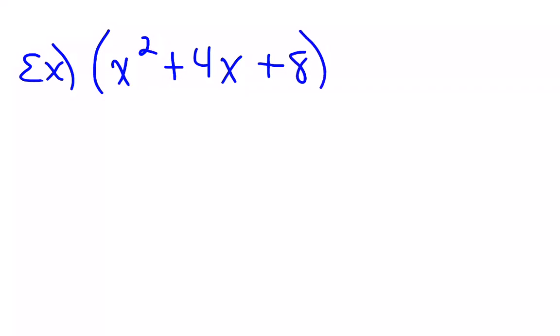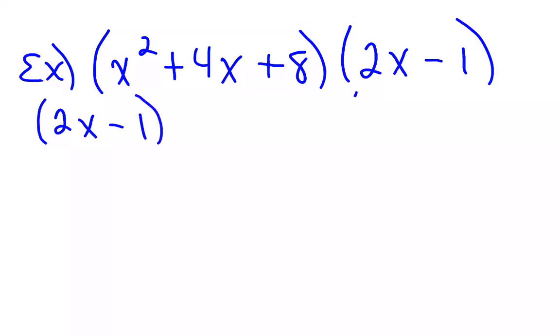Next example. x squared plus 4x plus 8 times 2x minus 1. So there's no fancy way of keeping track of this one, but we do want to just do a distributive property of both. So I'm going to write them the opposite way just so you can see it a little bit different.